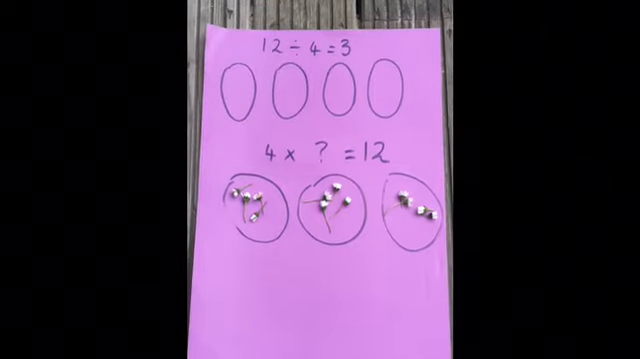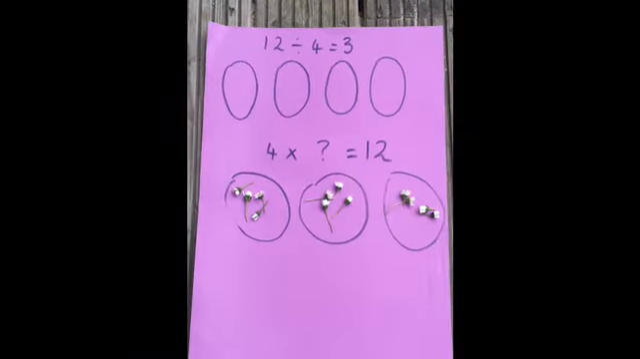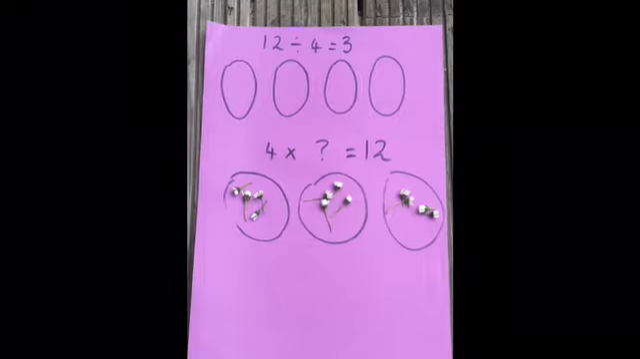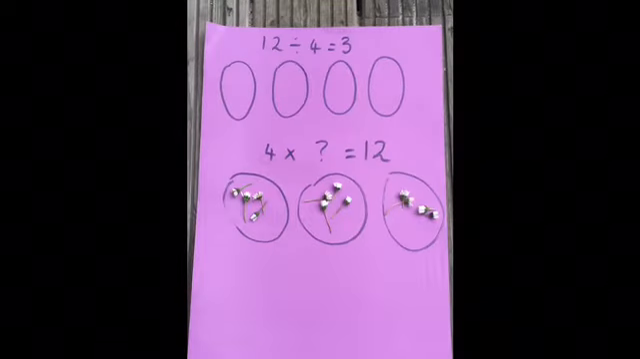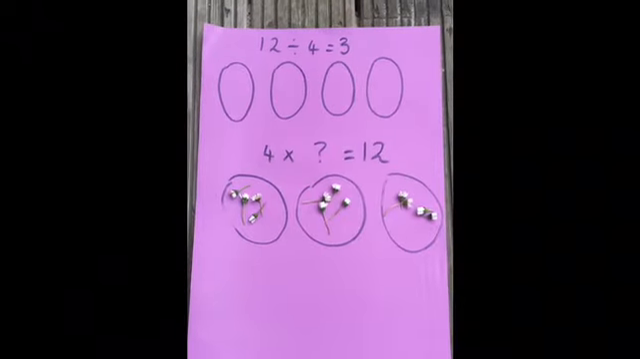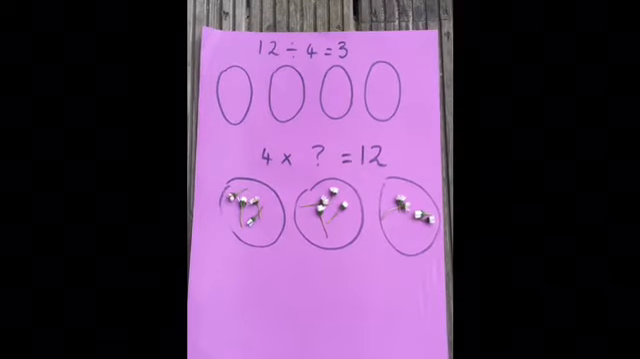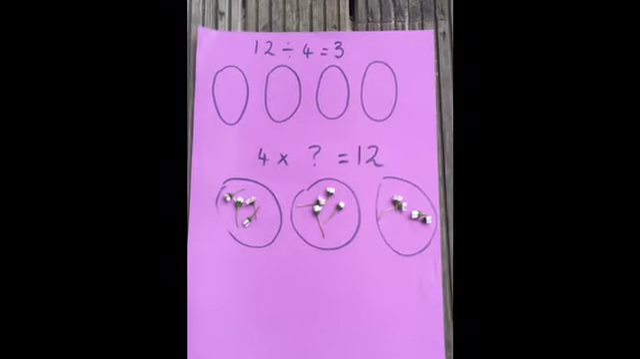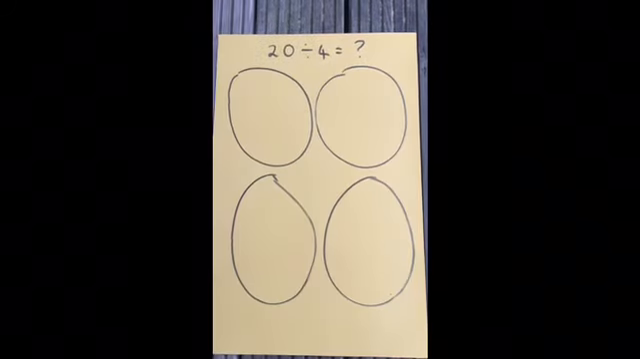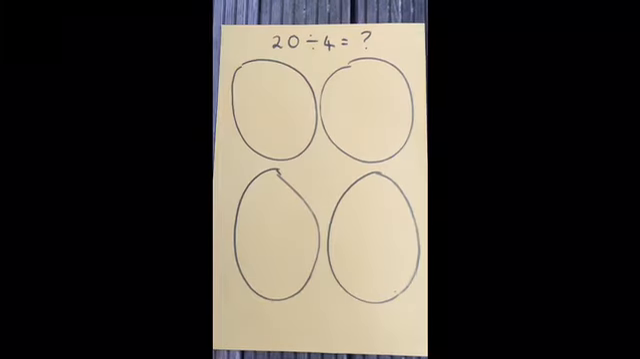In both examples we are dividing 12. In the first one, we are sharing 12 into 4 different groups. In the second example we are finding groups of 4. How many groups of 4 make 12? Let's do another example together.